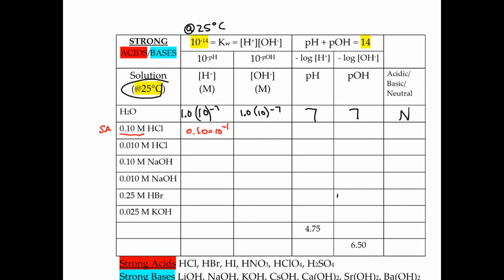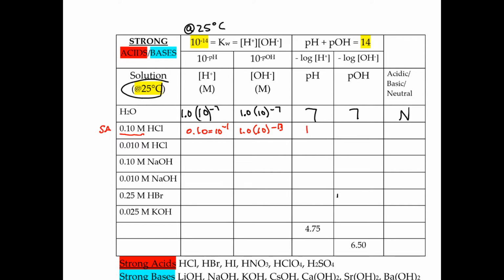So when you do the math, if you want to get the OH-, this would be 1.0 times 10 to the minus 13th. And then if you take the negative log of 0.1, or you could take the negative log of 1 exp negative 1, you're going to find out that the pH is 1. So this is a 1.